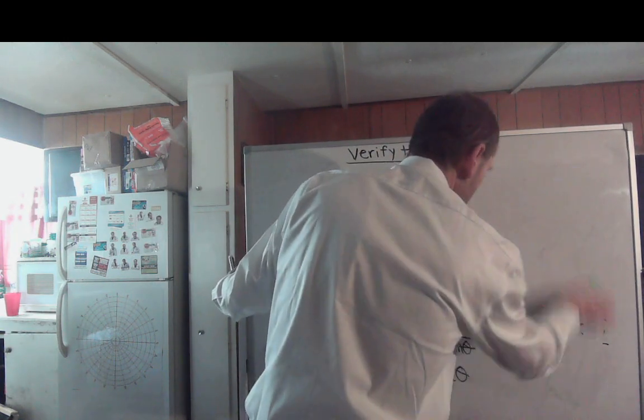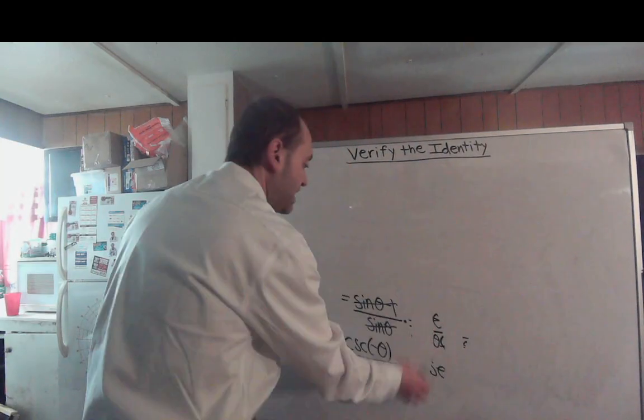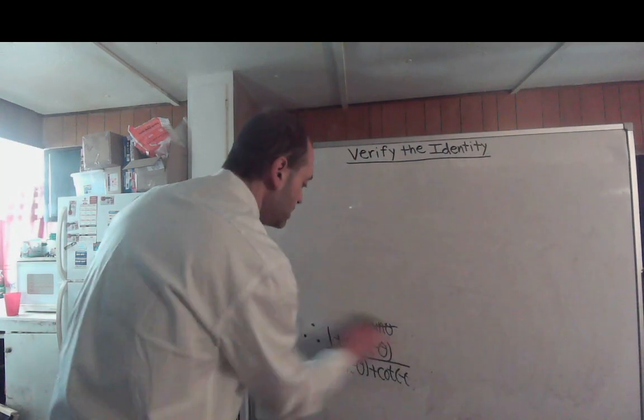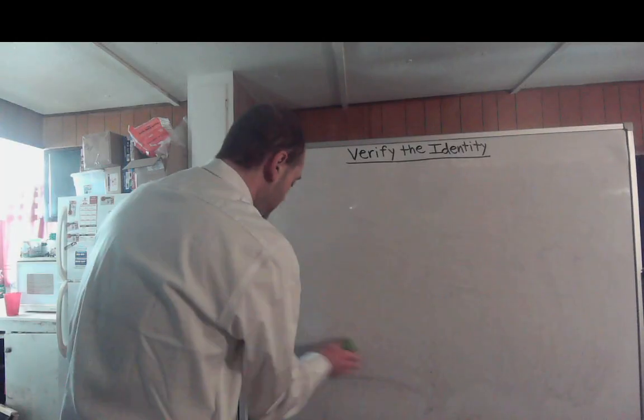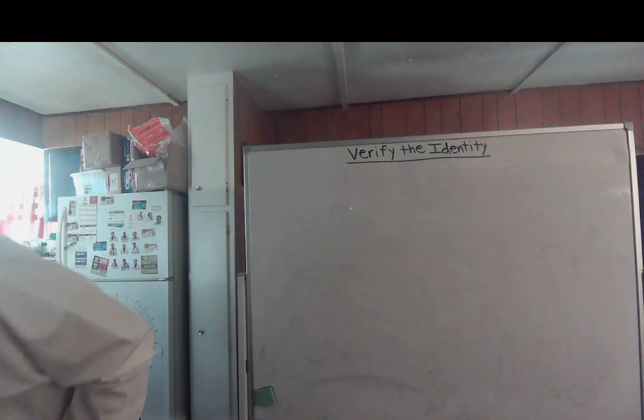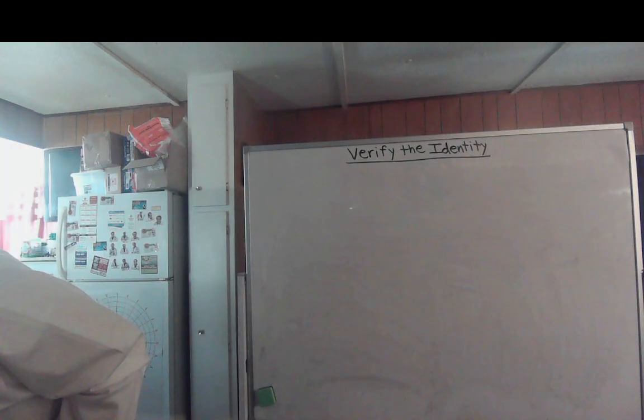So these ones used a lot of reciprocal and periodic and even some Pythagorean identities. Now, we got some ones coming up that are going to have some radicals in them. But first we got some fractions.